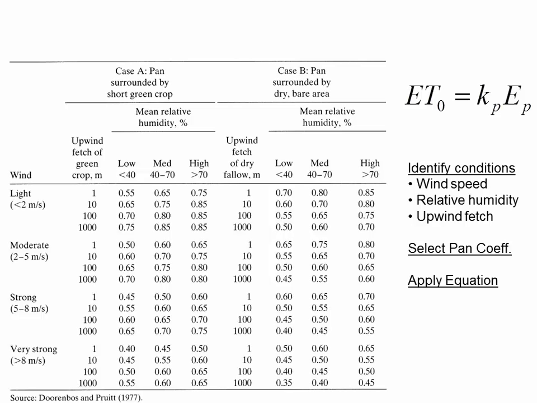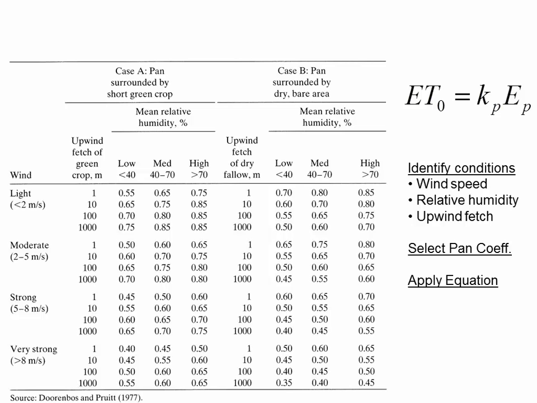So that means the more downwind it is, the greater the relationship between the evaporation of the crops that's in a field and the pan itself. And then the other effect you can see is humidity. And so there's columns here that are taking into account how humid it is. And there's a pan surrounded by short green crop, pan surrounded by dry, bare earth. And so sometimes a pan could be used to estimate what's happening with the field of grass.